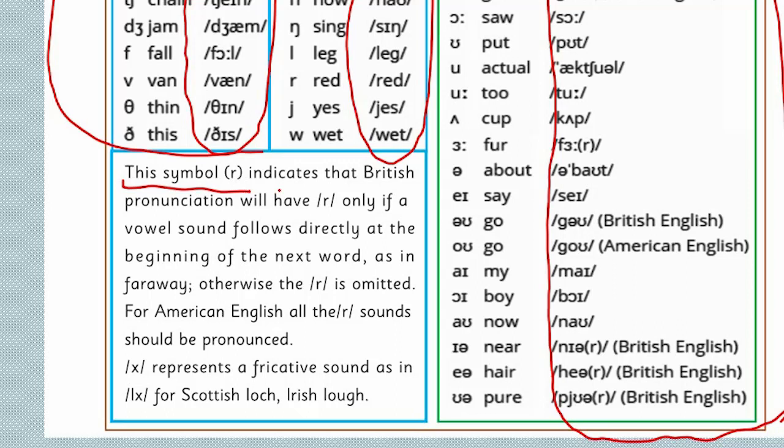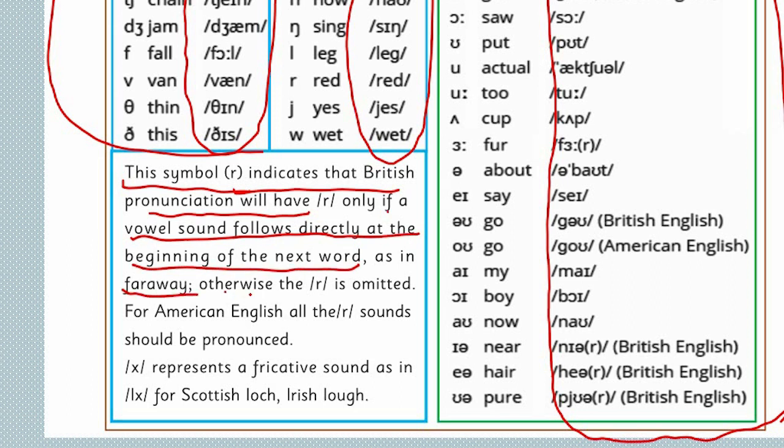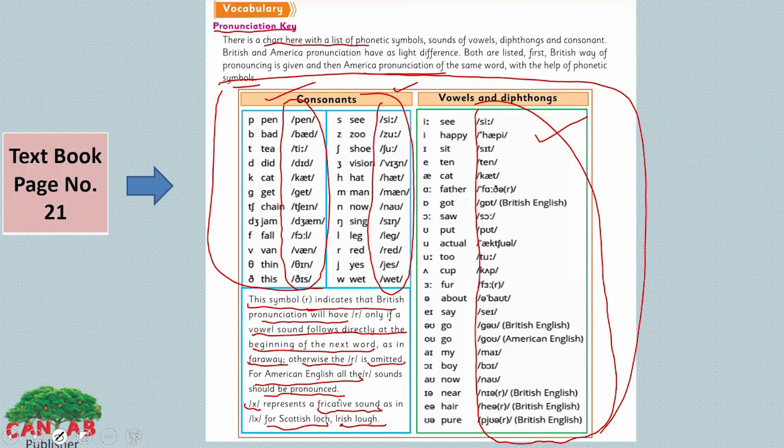The symbol R indicates that British pronunciation will have R only if a vowel sound follows directly at the beginning of the next word, as in far away; otherwise the R is omitted. Omitted means silent. For American English, all the R sounds should be pronounced. X represents a fricative sound, as in loch, for Scottish and Irish words. A fricative sound is a sound that is very slight, so you are not sure whether you heard it or not.